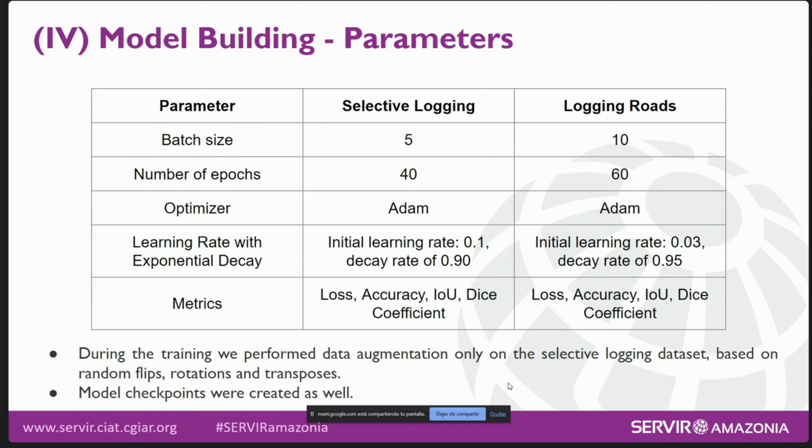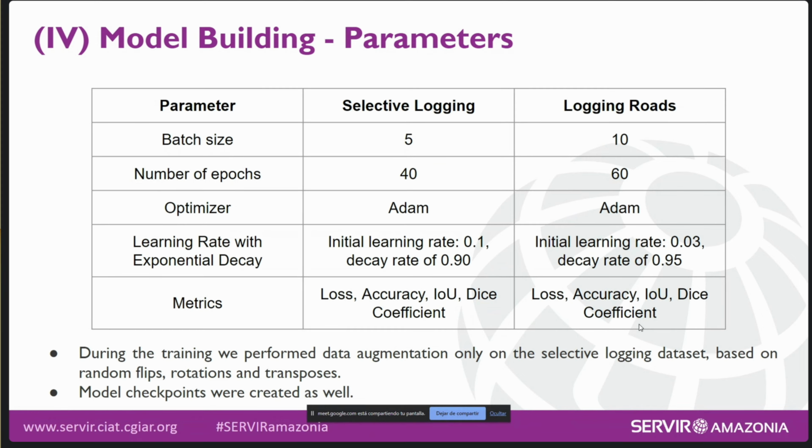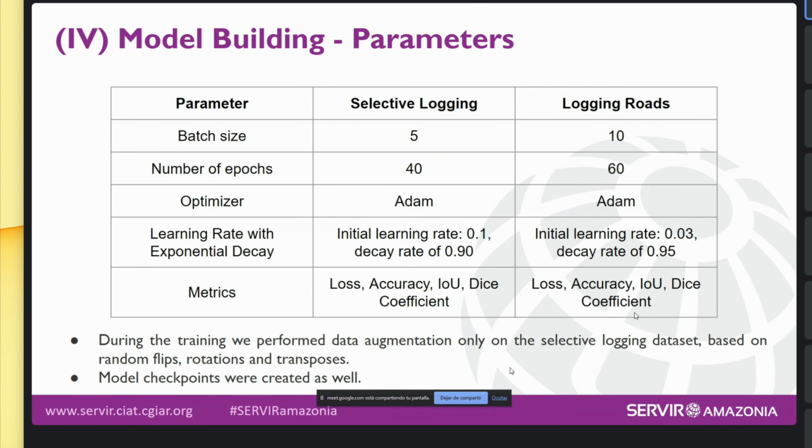And again, during the training, we performed data augmentation only on the selective logging datasets, which consisted of random flips, random rotation, and transposes. We also created model checkpoints to save the best performance of the model.